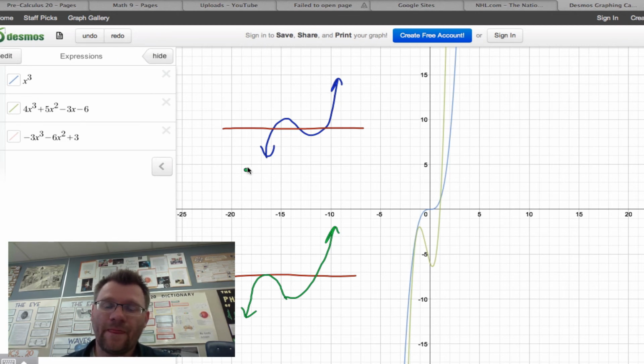Now our domain, again, it's really easy because it's everything from left to right. And our range is also very easy. So our domain is x ∈ ℝ.